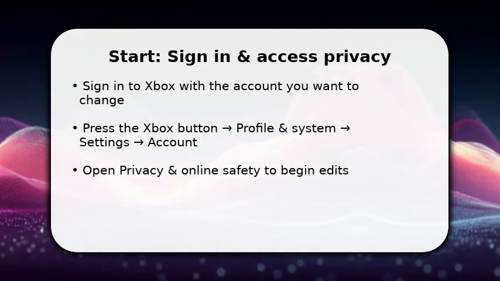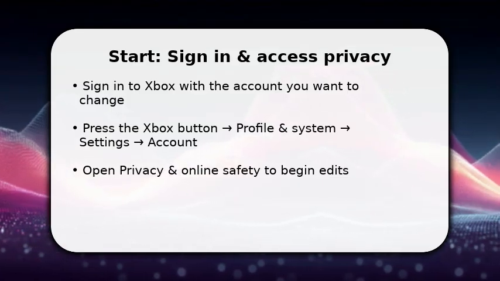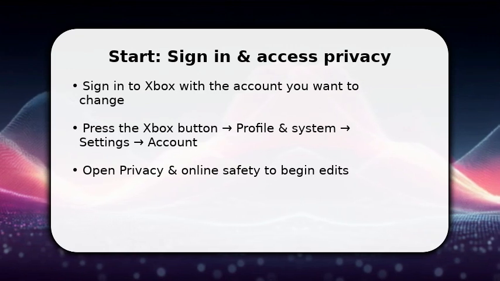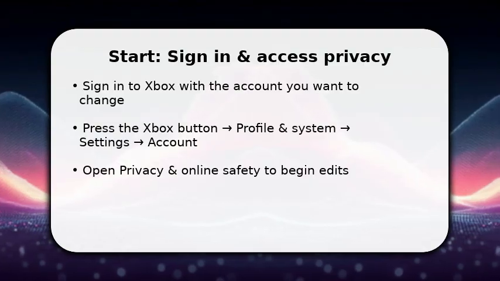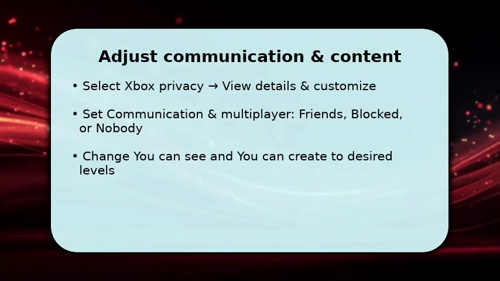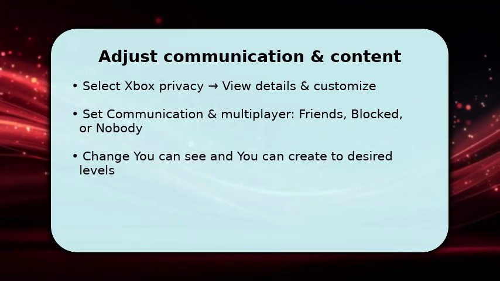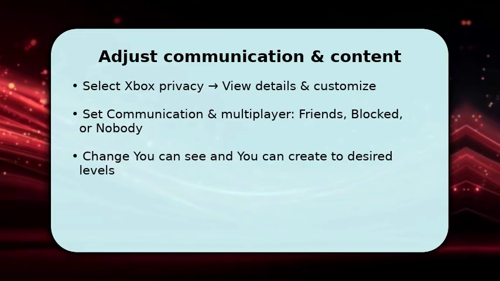Start with the simple preset if you want a fast fix, but stick around because the detailed controls let you tailor who sees your activity and communicates with you. Once done with the main page, pick View Details and Customize to get granular. You'll adjust communication and multiplayer so only friends or nobody can message or join parties. This prevents strangers from contacting you.